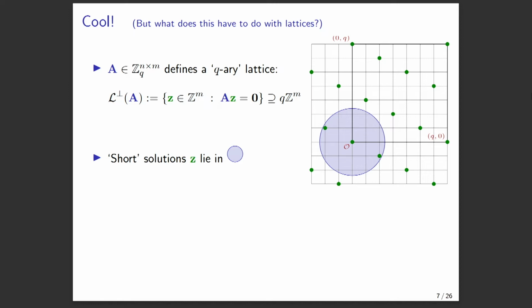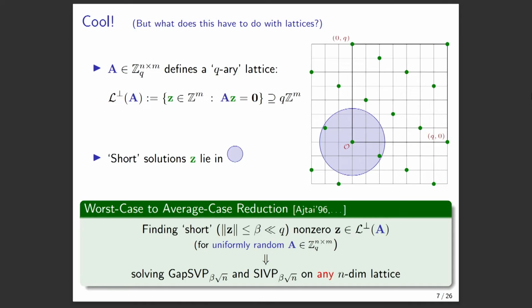But there's an even more interesting reason that this is related to lattices, which is Ajtai's famous worst-case to average-case reduction. What Ajtai proved, and which has been improved in many facets since then, but the nature of the statement is always the same, is the following: if you can find short non-trivial vectors in this random lattice, for a uniformly random A, even with just some noticeable probability, 1% or 1 over polynomial probability, that ability implies by reduction the ability to solve these lattice problems in the worst case, that is, on any n-dimensional lattice.